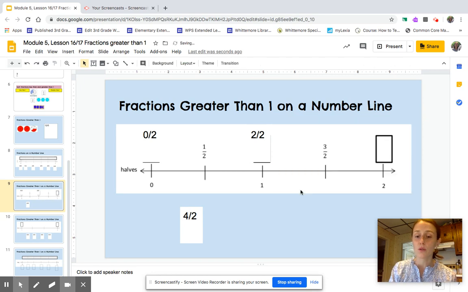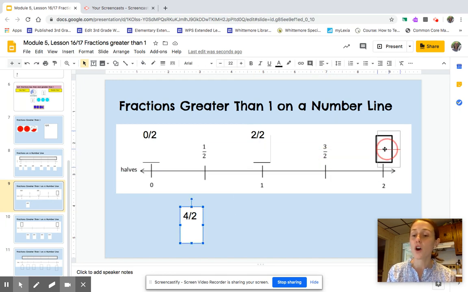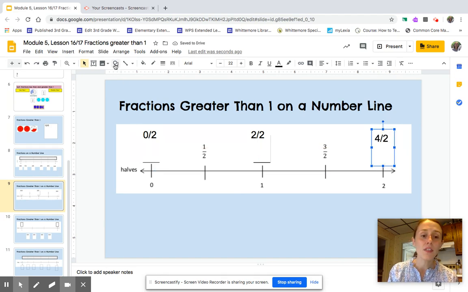Now I'm going to reveal the rest of my number line. I'm going to continue going from my one whole all the way to another whole. So I've already labeled my one whole as 2 halves. They've already filled in that my next half is going to be 3 halves. If I go all the way to 2 wholes, I'm going to have 4 halves. Okay?